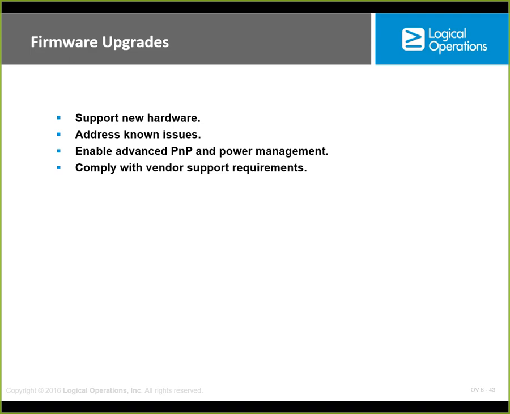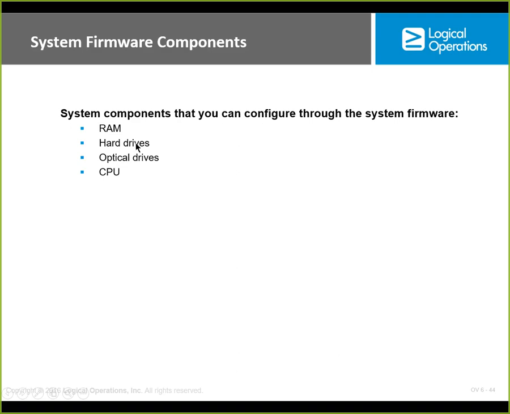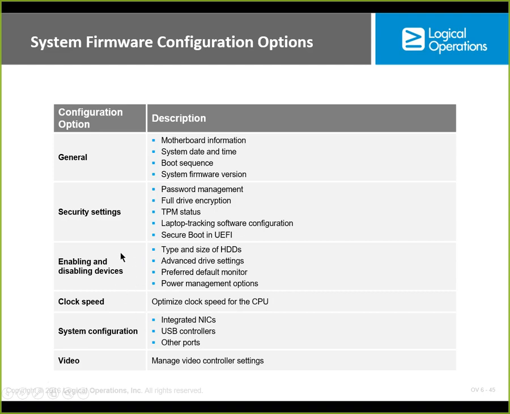Enable advanced plug-and-play power management, comply with the vendor support requirements, all of the things that we do. System components that can be configured through firmware: the RAM, the amount of RAM that it will handle, hard drives, how big, what kind, optical drives, whether we have it, the CPU, maybe the CPU types that we would have on it. The configurations, I think we probably have looked at these: the general, the security, enabling and disabling, and security, I guess, is a big word: password management, full drive encryption, TPM status.